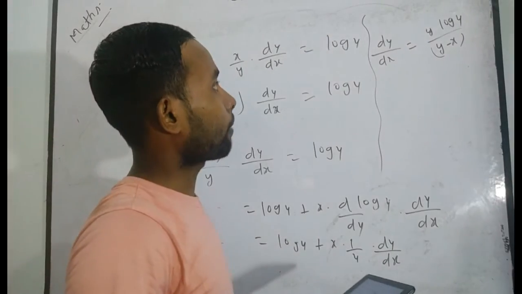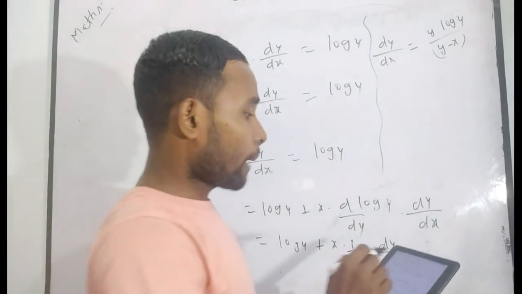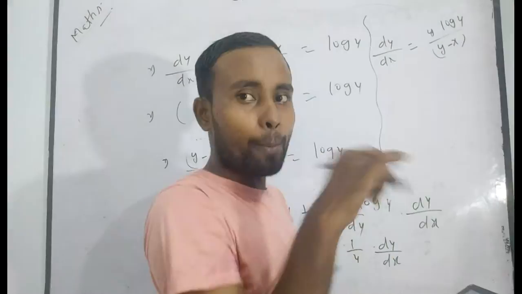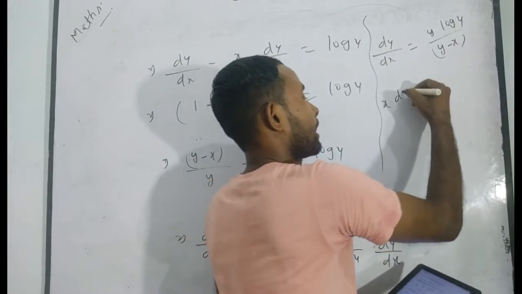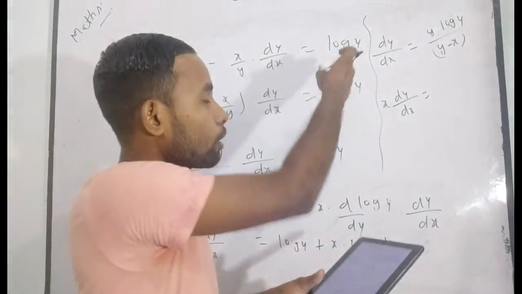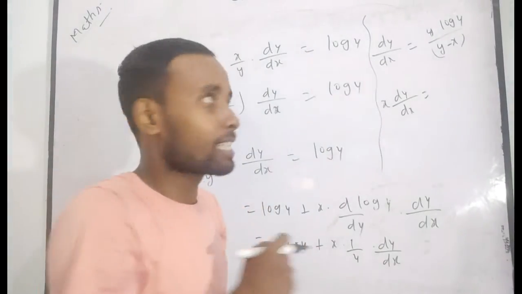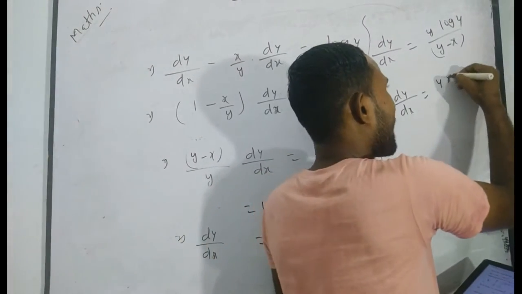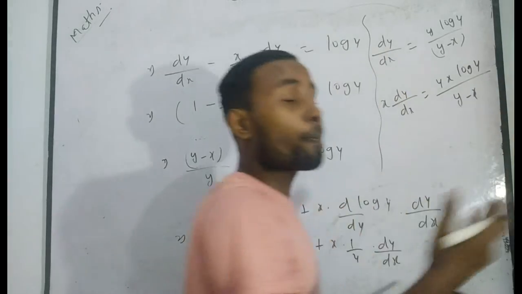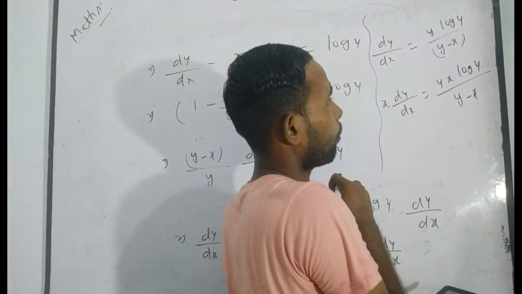Now see your problem. What do you have to prove? You have to prove x into dy/dx, but you get dy/dx equal to this term. Now you simply multiply on both sides by x. On the LHS you will get x dy/dx. According to your problem, on the LHS you have to prove x dy/dx is equal to y square upon y minus x, and on the RHS you will get yx into log y by y minus x. But you have to prove the RHS as y square upon y minus x.